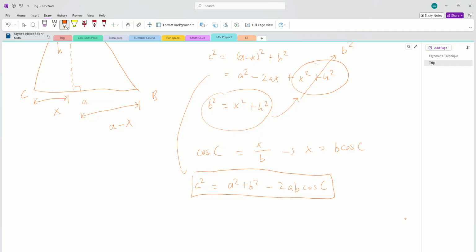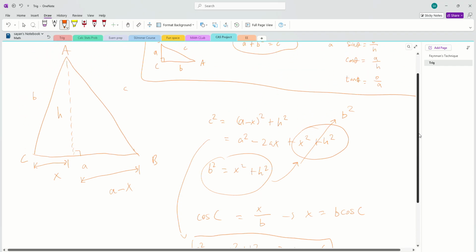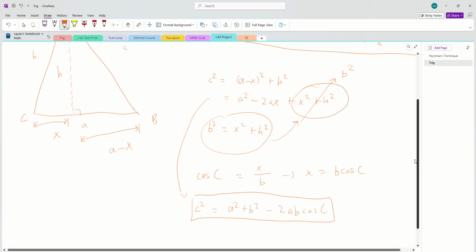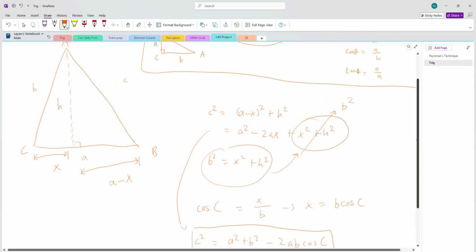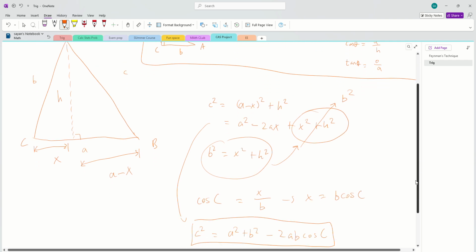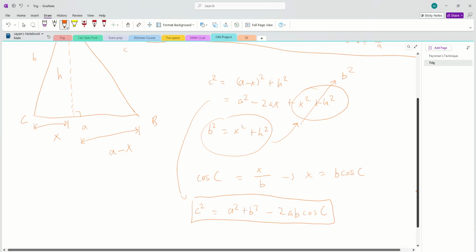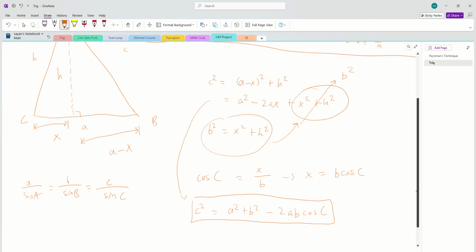The next important one that I want to go over is sine law. So basically what sine law says is it relates the ratio of angles and sides, the sides and the ratio sine of the angle. So it says that a over sine A is equal to b over sine B is equal to c over sine C.